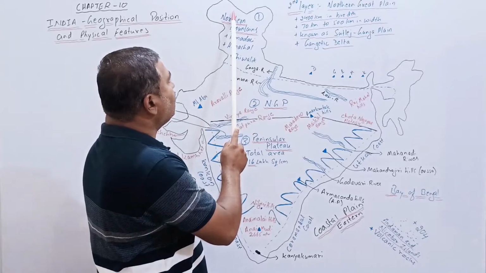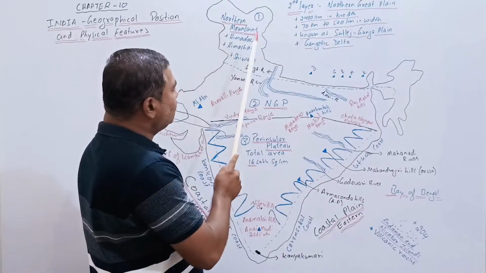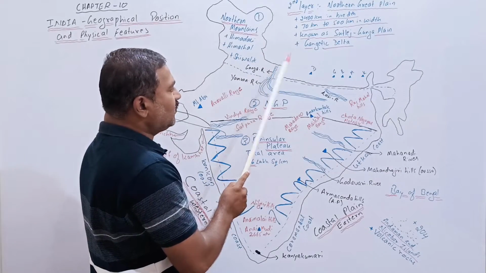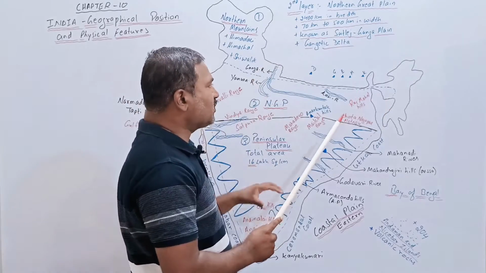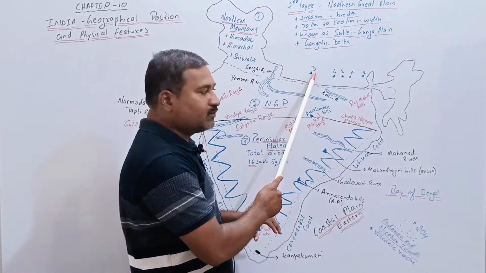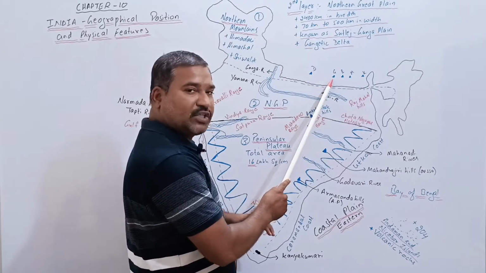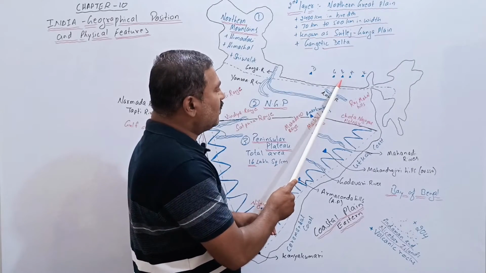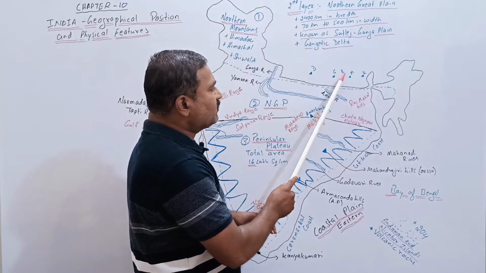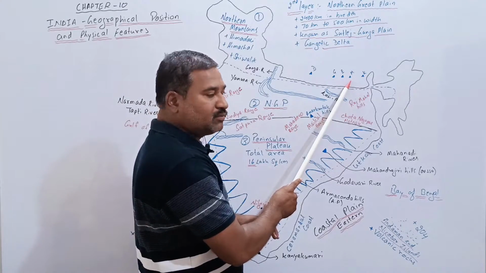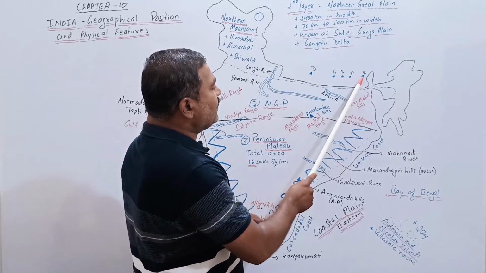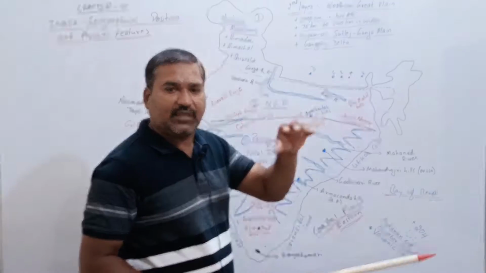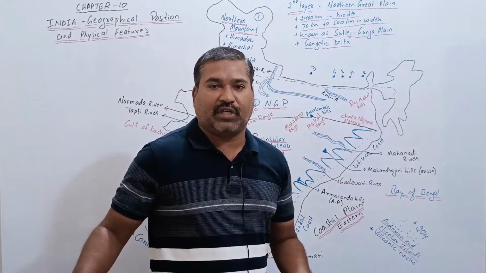The first one is Mount K2, Nanda Devi, Dhaulagiri, Gauri Shankar, Mount Everest, Mount Makalu and Kanchenjunga. Right? So it is on the edge. This is just a recapitulation of this.